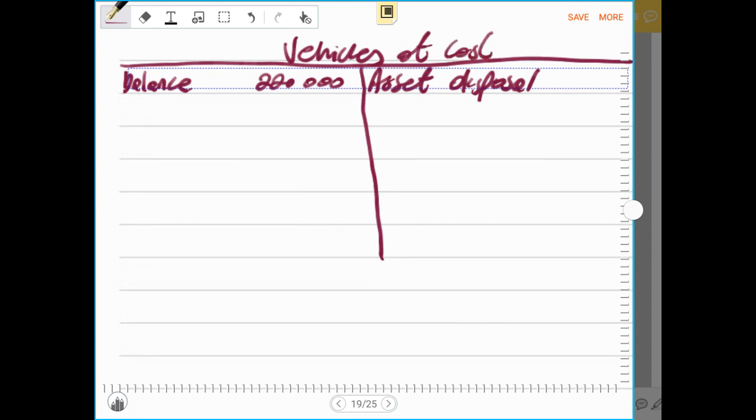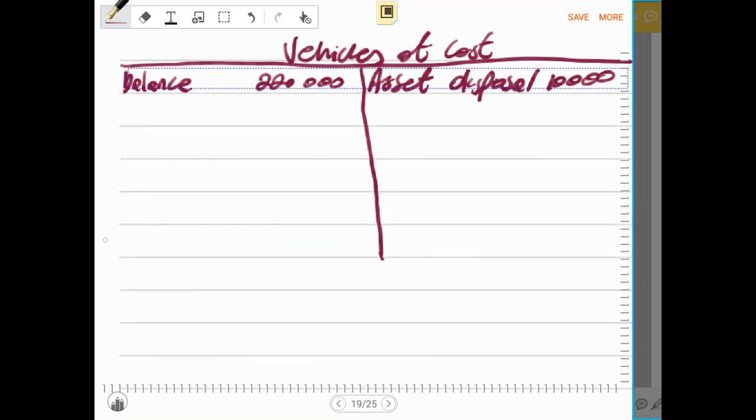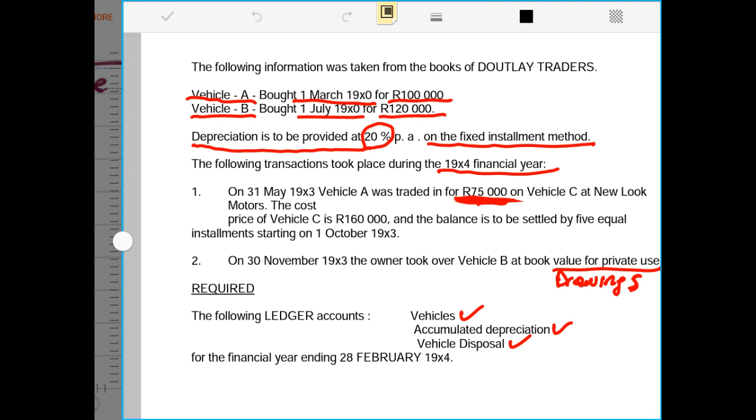All the assets are recorded at cost in the ledger account. So now asset disposal: the cost of motor vehicle A is 100,000 rands, which comes from the information provided in the exercise. Here we do have 100,000 rands, which is the cost of motor vehicle A.